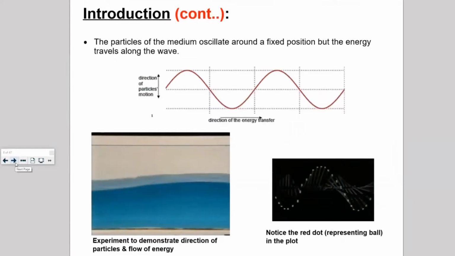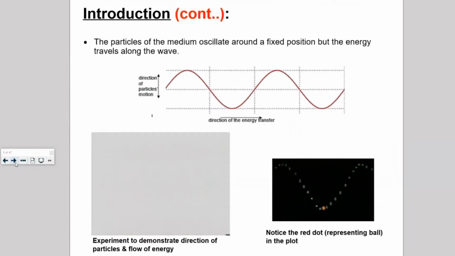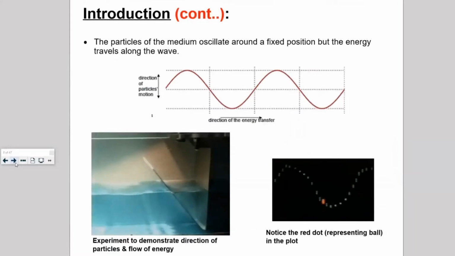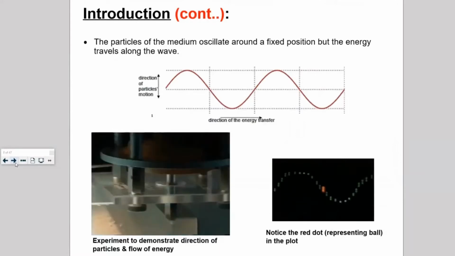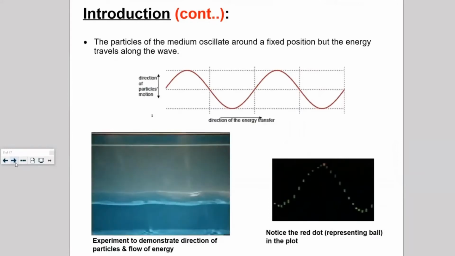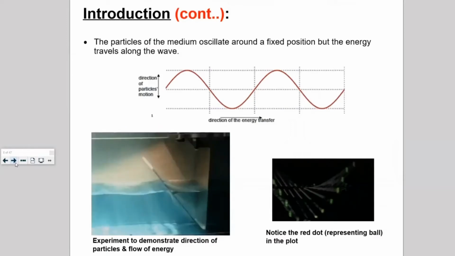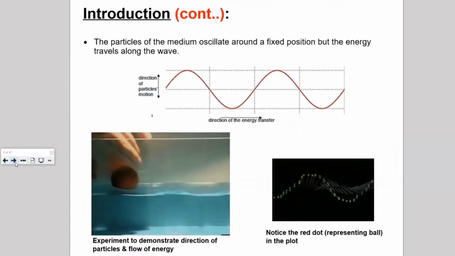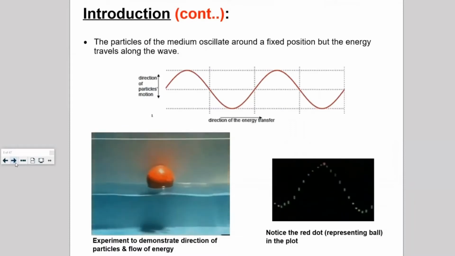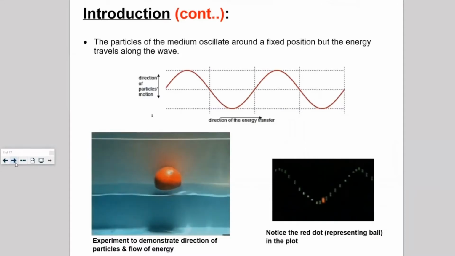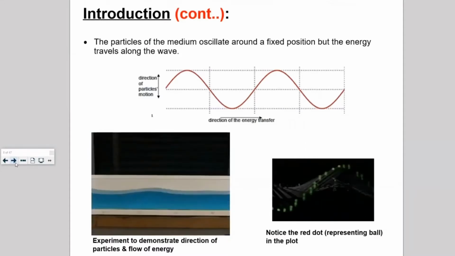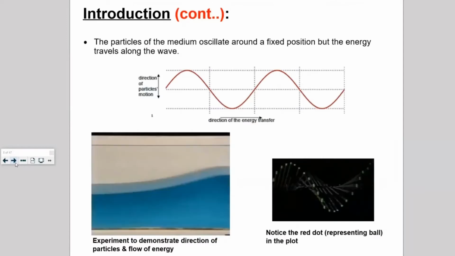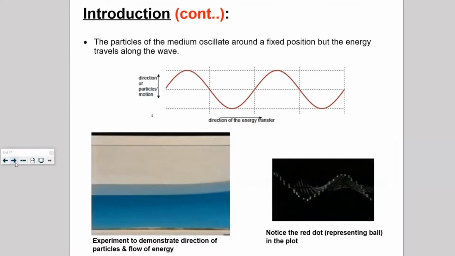Now, what happens in a wave is that the particles of the medium accelerate around a fixed position, but the energy travels along the wave. So the particles in the medium do not propagate, they oscillate around a fixed position, but it is the energy which flows through that medium.